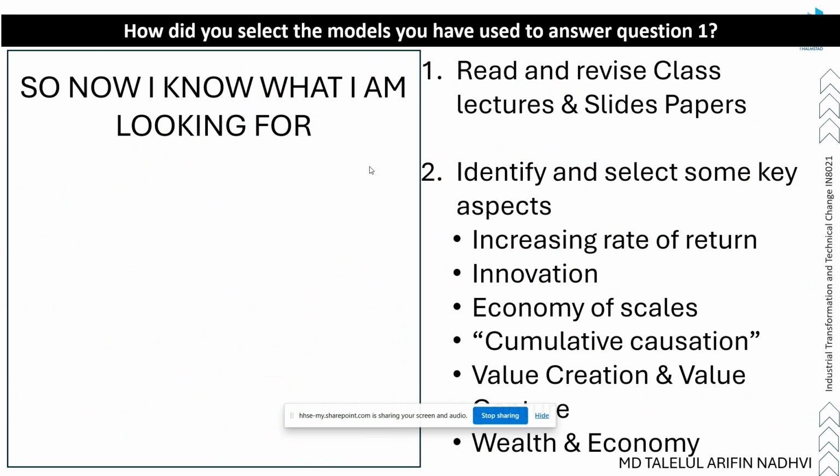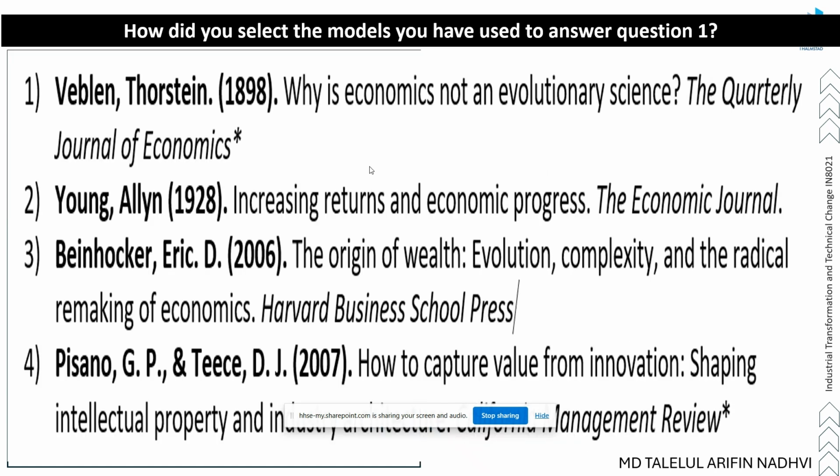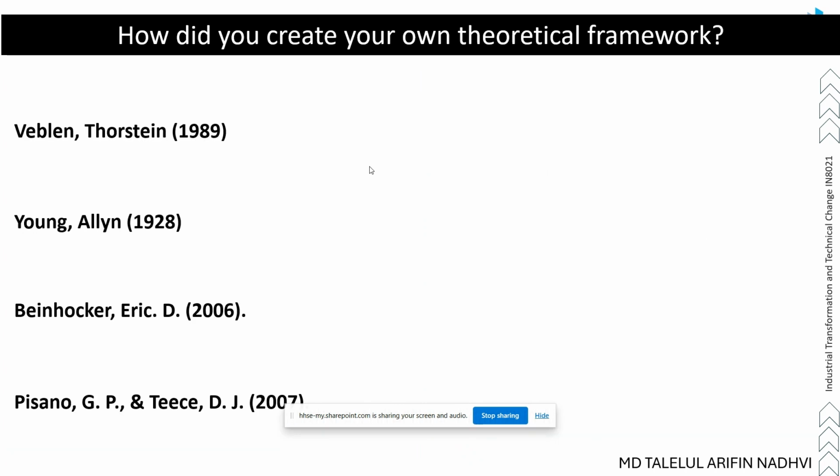I know where to look, and I have downloaded those papers using my university's websites. And those are the papers. These are the names of the papers, the authors and the publishing dates. I have listed them in chronological order: 1898 first, then 1928 of Young and Allen, then 2006 Bain Hooker, and in 2007 Pisano and Teece.